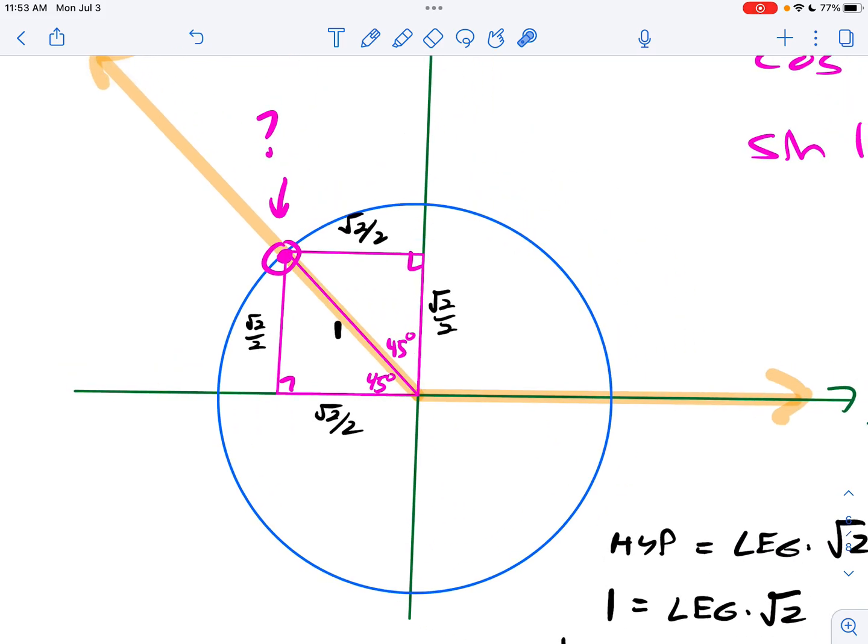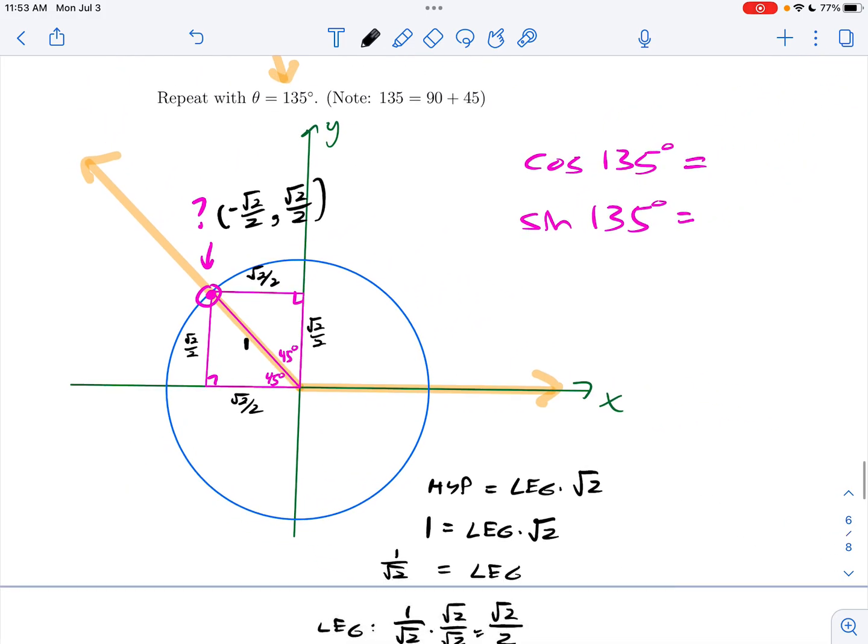So where is this point? So remember, I'm just labeling pure distances here. Here's the origin. To get to this point, we went left, so the x-coordinate is negative. But we went up, so our y-coordinate is positive. So what we've learned here is that cosine of 135 degrees is negative root 2 over 2. That's approximately negative 0.7. Sine is the positive version of that number.